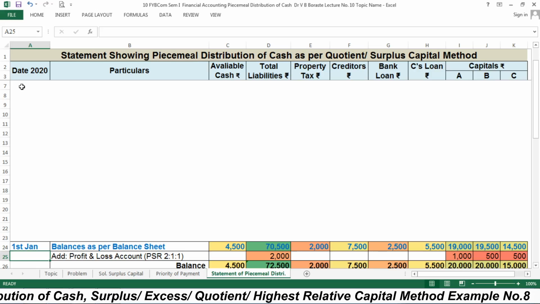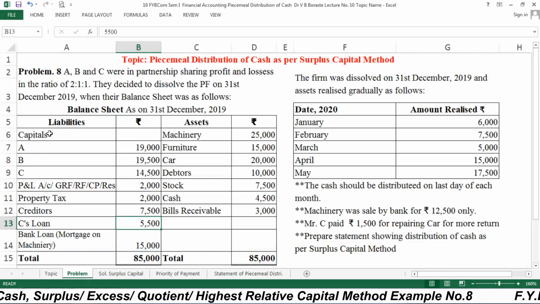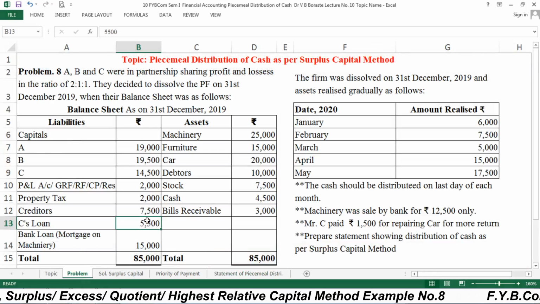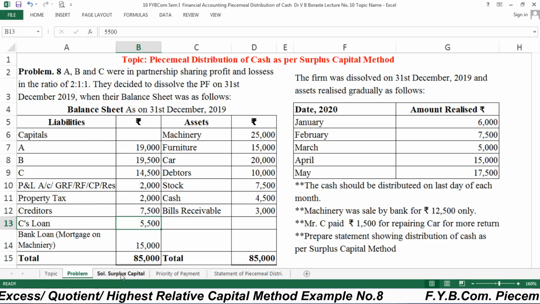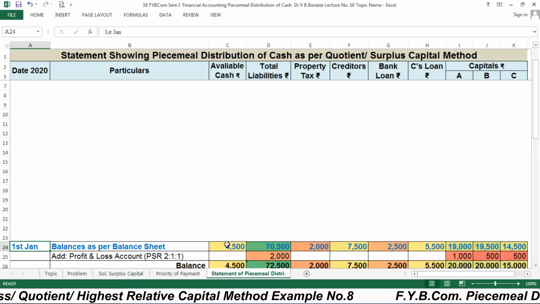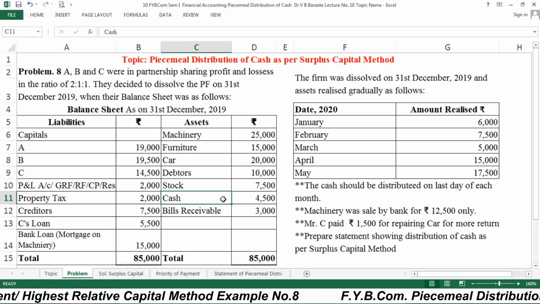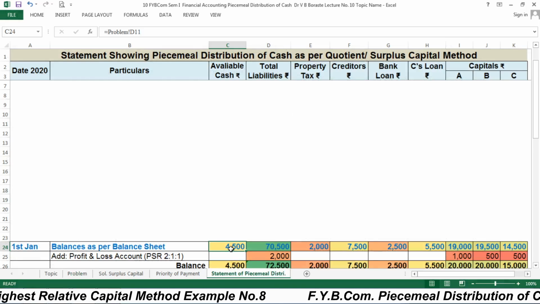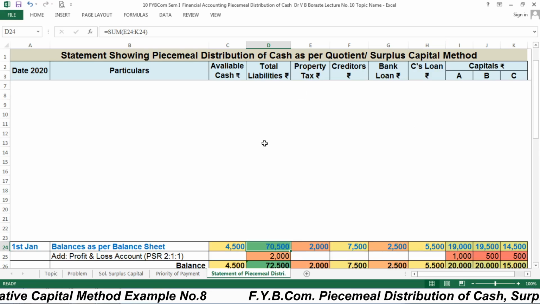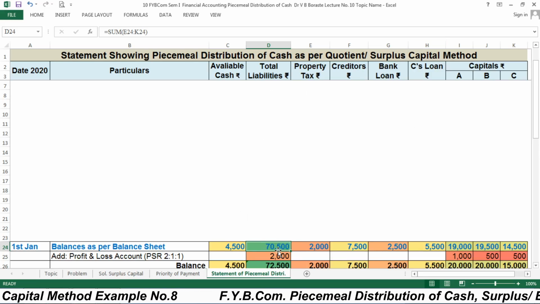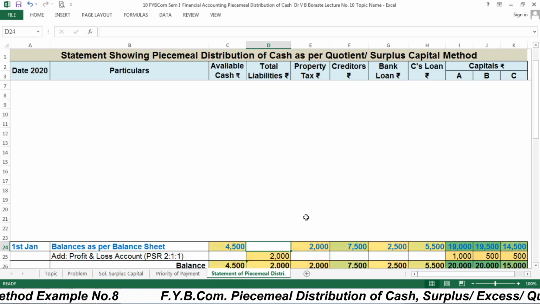After this preparation, we have to mention the balances as per the balance sheet, which are given in the balance sheet. So here it is the balance sheet. As per this balance sheet, you have to mention all the liabilities. First one is your cash. In this balance sheet, you have cash of rupees 4,500. So you have to mention cash 4,500. Total liability is nothing but the total of all these liabilities. So we will calculate this liability later on, or you can calculate it here also.